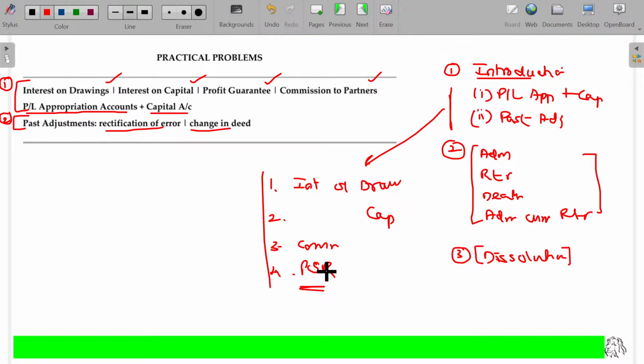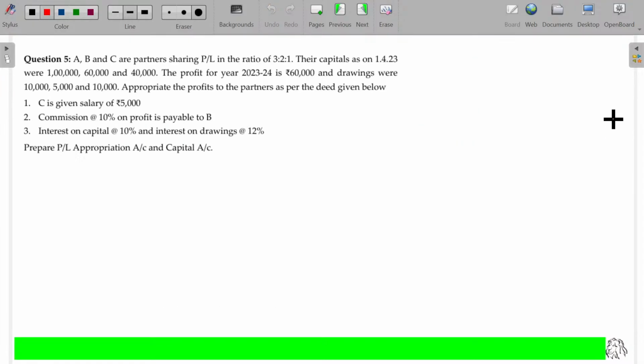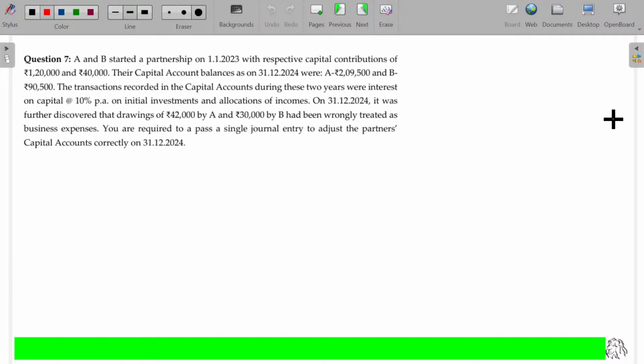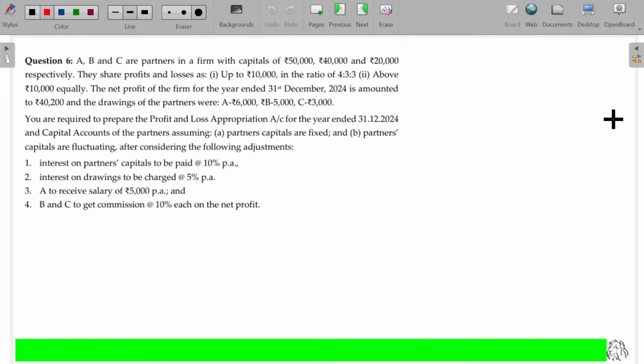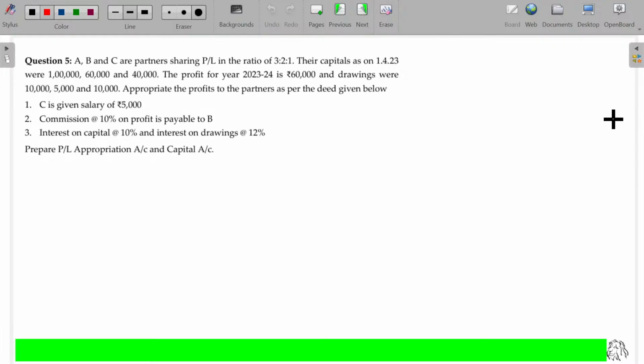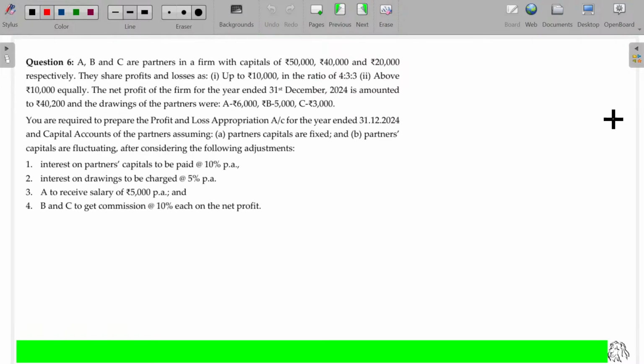Let me finish the first part, this one. So these are the illustrations 1 to 5. I can solve questions 1 to 5 later. I will directly go for solving question number 6. I will try to finish question number 6 now.